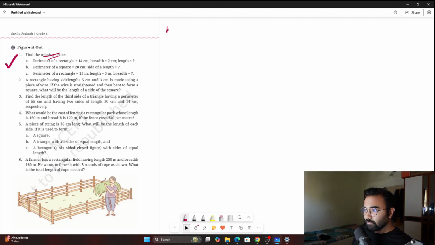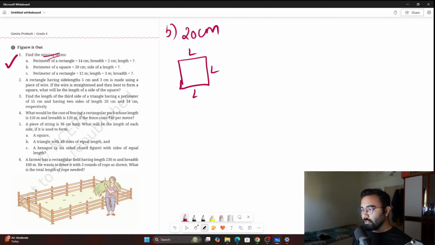All right, let's go to question number B. The perimeter of a square is 20 centimeter. What is the side length? I mean, they're asking basically what is the measurement of the length. We all know that in a square, all the four sides are equal. Forgive my drawing, I'm not very good at drawing. So let's say this is L, this becomes L, this becomes L, this becomes L. So far so good. We agree that in a square all the sides are equal.